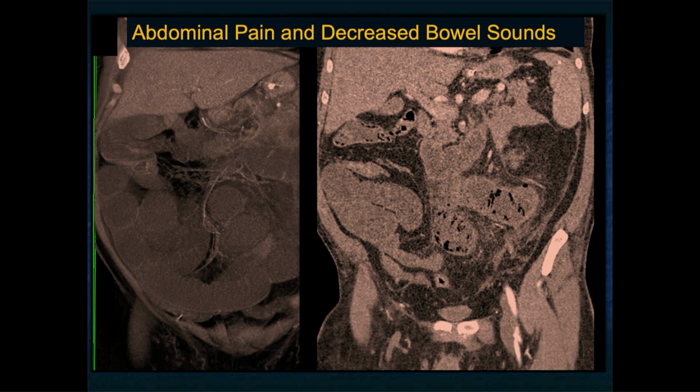That's a bad sign. And if you look carefully at some of the jejunal loops, there's some air bubbles here, and maybe there's air in the bowel wall. You would have to be concerned. Maybe you're dealing with ischemia.